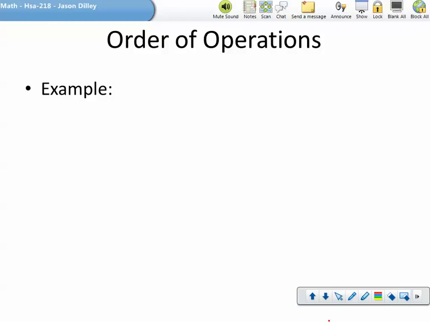Our first example, this is going to have a little bit of everything in it. 27 divided by 3 squared times 2 minus 3. So notice that on this particular example, we have a power here, we have division here, we have multiplication here, and we have subtraction here. So we have several different steps that need to be taken.